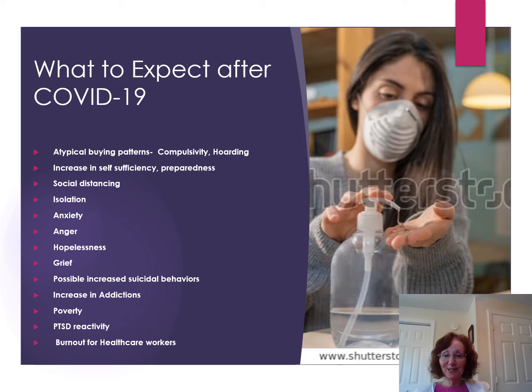Well, we've already seen some atypical buying patterns, compulsivity and hoarding. We've seen a toilet paper shortage. We're seeing a meat shortage due to COVID-19. Increase in self-sufficiency. We're seeing more people starting to become self-sufficient or prepared for more global pandemics. There is more social distancing. Even though some states have lifted the rules, we still feel the need to socially distance.